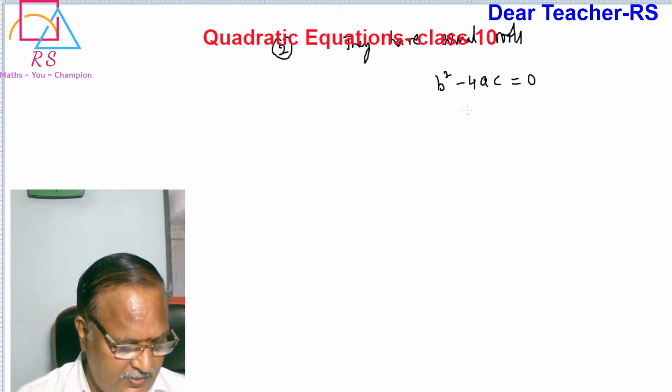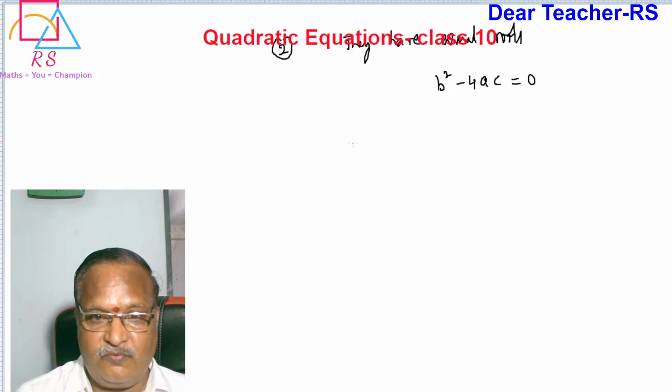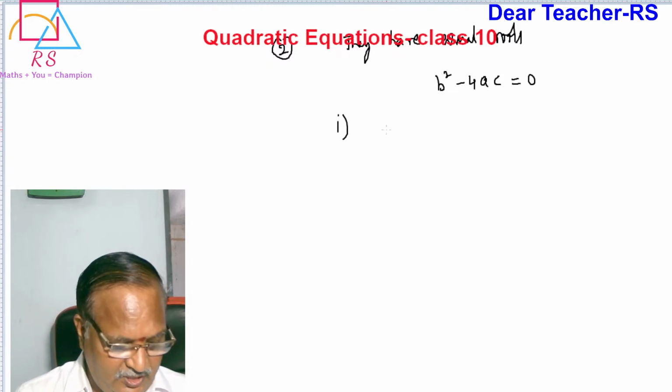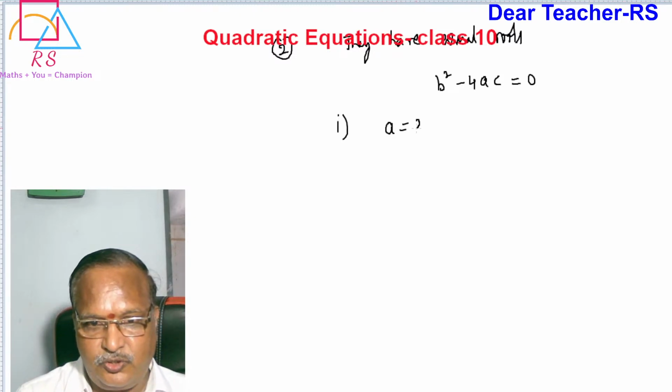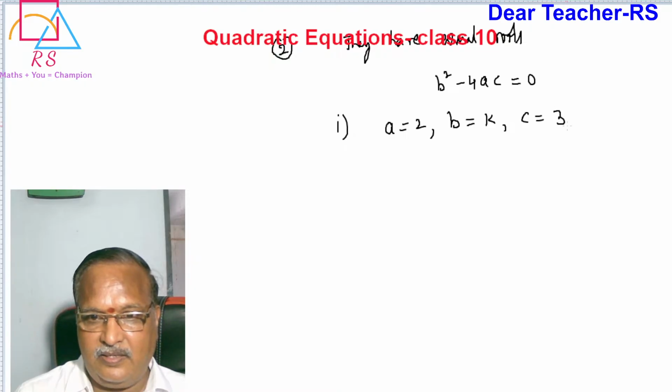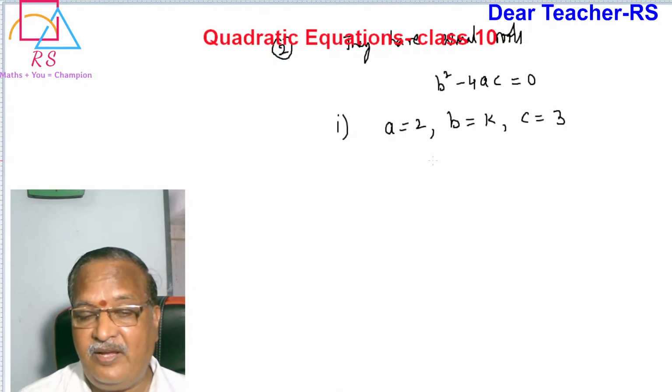Right? Now you can do, because the second problem is not in the standard form, you have to write it in the standard form. I will be doing the first bit. In the first bit, I will be writing a is equal to 2 and b is equal to k and c is equal to 3. So everybody should be able to identify how to write a, b, c.